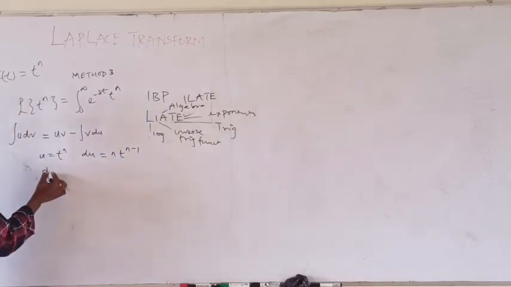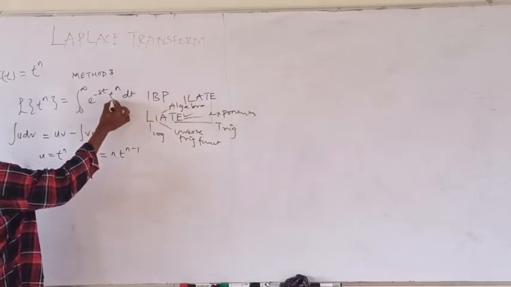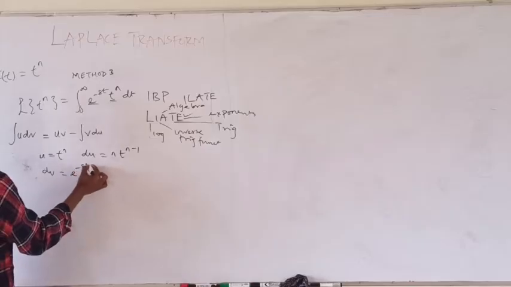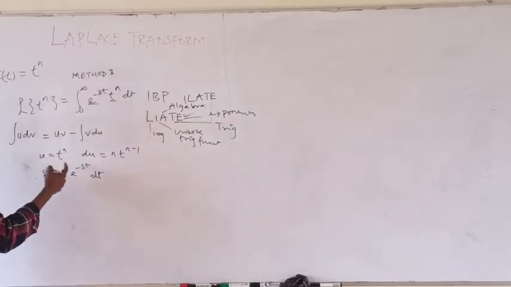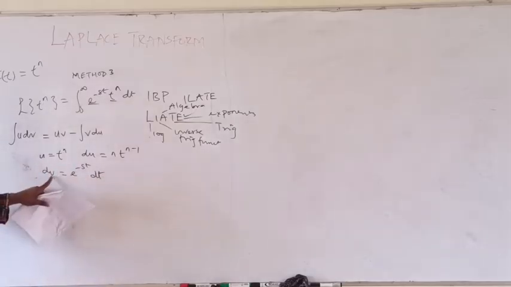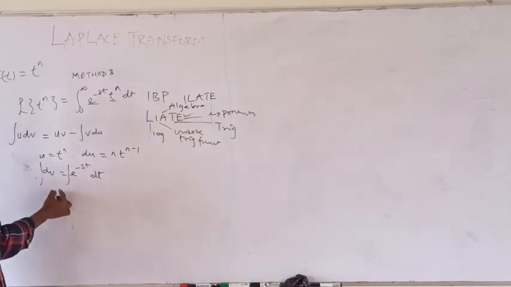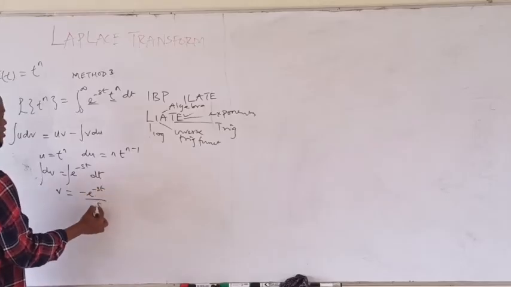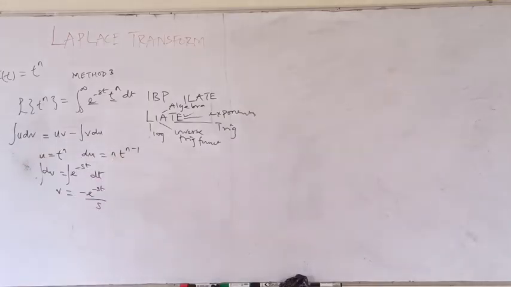And then the next is going to be the v. Since I've used t raised to the power of n as u, dv is going to be exponential of minus st dt, the remaining part of the integral. For me to get the value of v from here, I have to integrate both sides. So v is equal to minus exponential of minus st divided by s. Alright, so we are going to plug this value into the formula of integration by parts that I wrote on the board. So let's go.